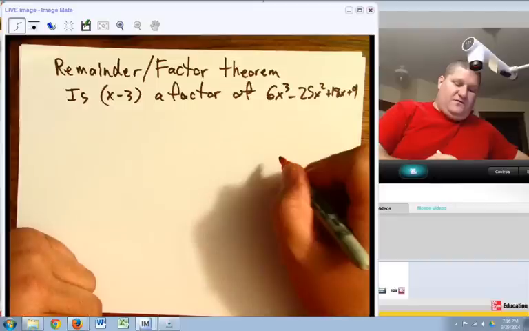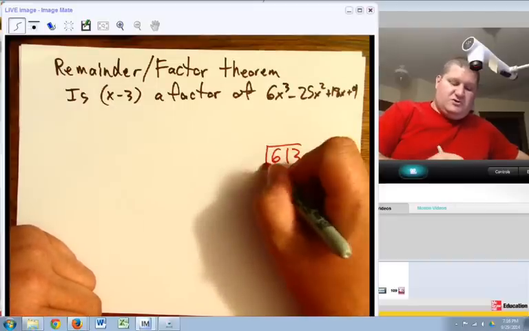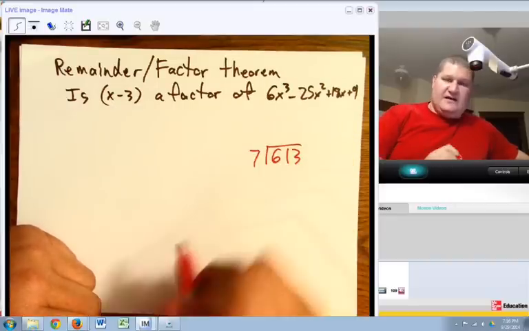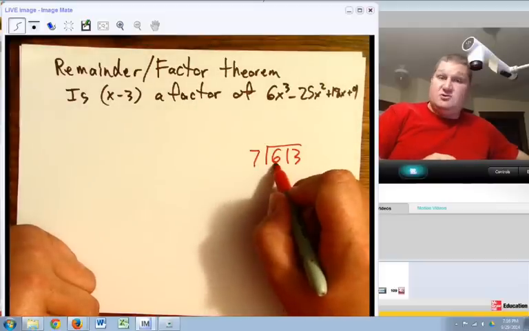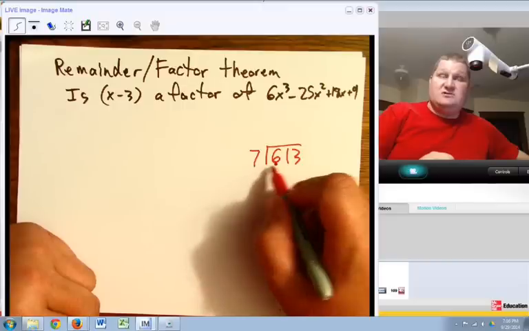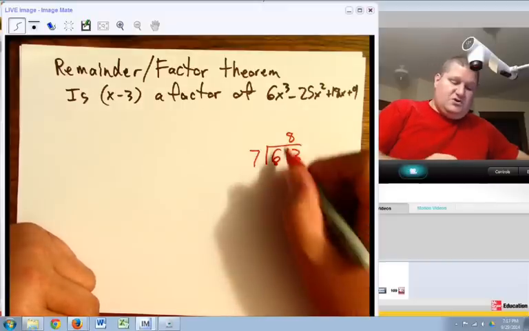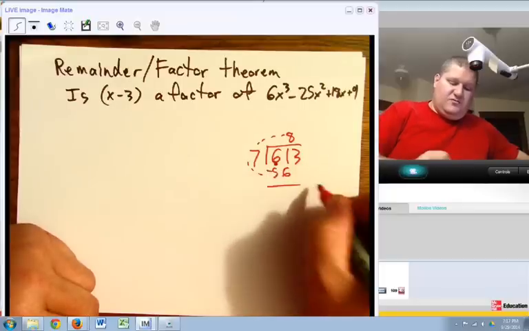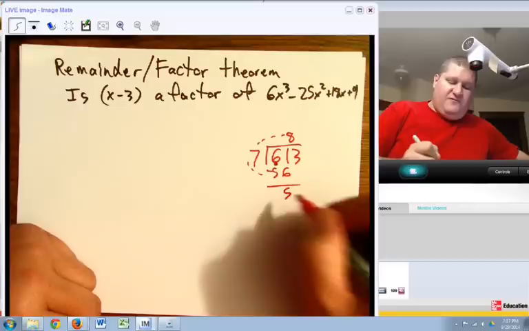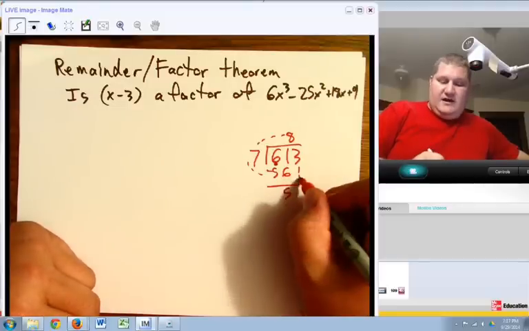Now, folks, if I had something as follows, 613, and I wanted to determine, is that divisible by 7? The very first thing I would do is I'd say, well, 7 goes into 6 no times. So then I'm going to say, well, 7 goes into 61. 7 goes into 61 about 8 times. So 8 times 7 is 56. So I do a little subtraction, and I come up with 5. But then, of course, I can't leave it there, so I bring down a 3.